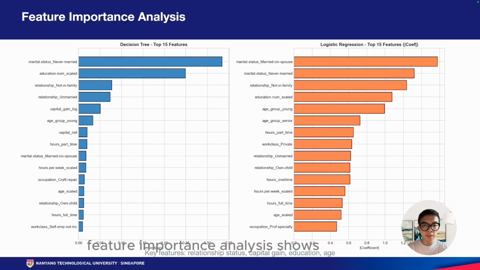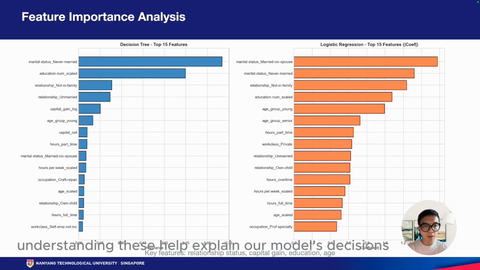Feature importance analysis shows what drives our predictions. Relationship and marital status are the top predictors, which makes sense since household structure correlates with income. Capital gain features, education level, age, and hours worked also play important roles. Understanding these helps explain our model's decisions.